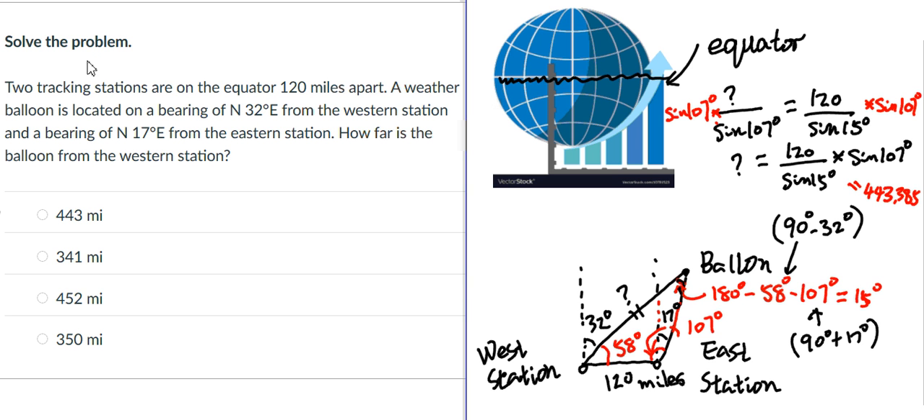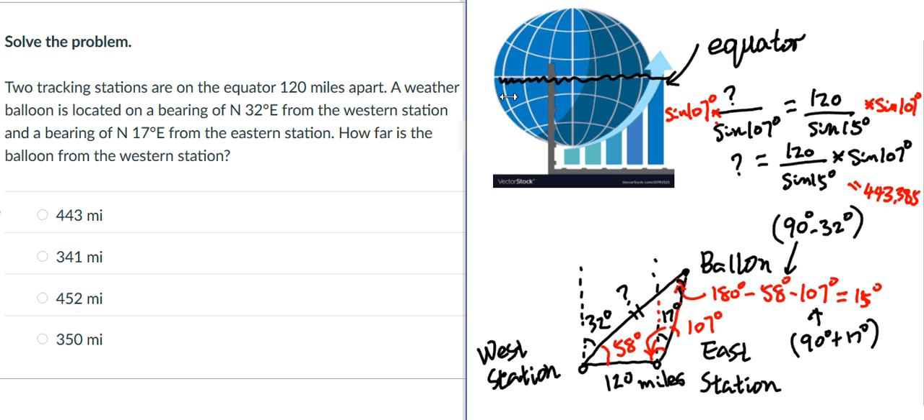Now, let's look at this application problem. Two tracking stations are on the equator 120 miles apart. A weather balloon is located on a bearing of north 32 degrees east from the western station and a bearing of north 17 degrees east from the eastern station. How far is the balloon from the western station?